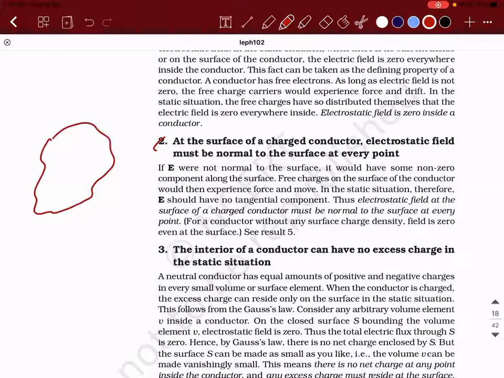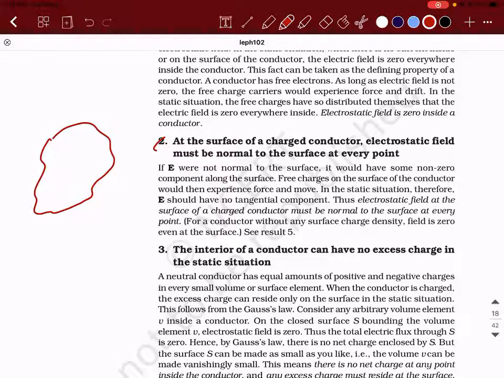So if I take a conductor in this way, what is the statement starting with? At the surface of a charged conductor. What do you mean by charge? Generally, if you take a conductor, is it charged by default? It is always neutral. When you say neutral, it has equal numbers of positive and negative charges, right? But as soon as you charge it, it means there is an excess amount of charge present on the material, right?